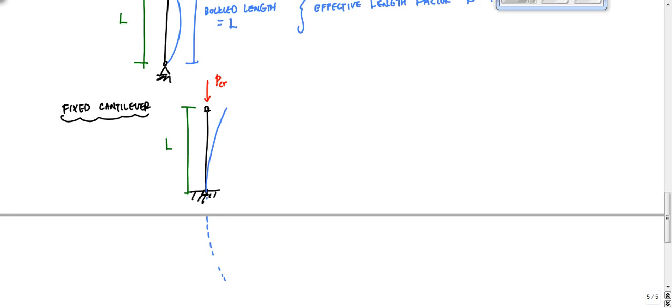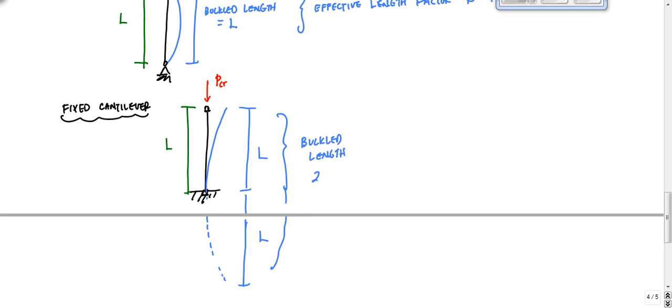To complete an entire buckled length, what does it take for me to do that? That would mean that I have this L and this L right here, and my buckled length in this case is 2L, which means that I have an effective length factor K of 2.0.